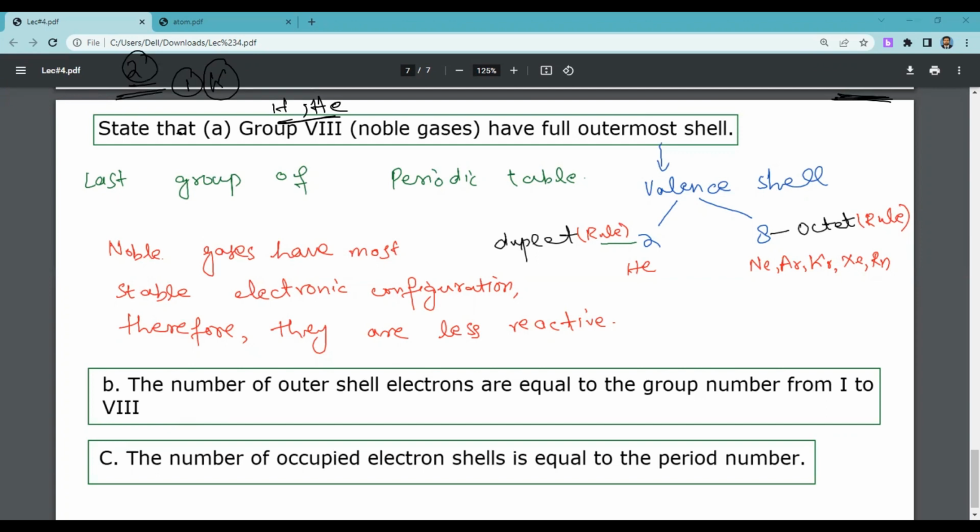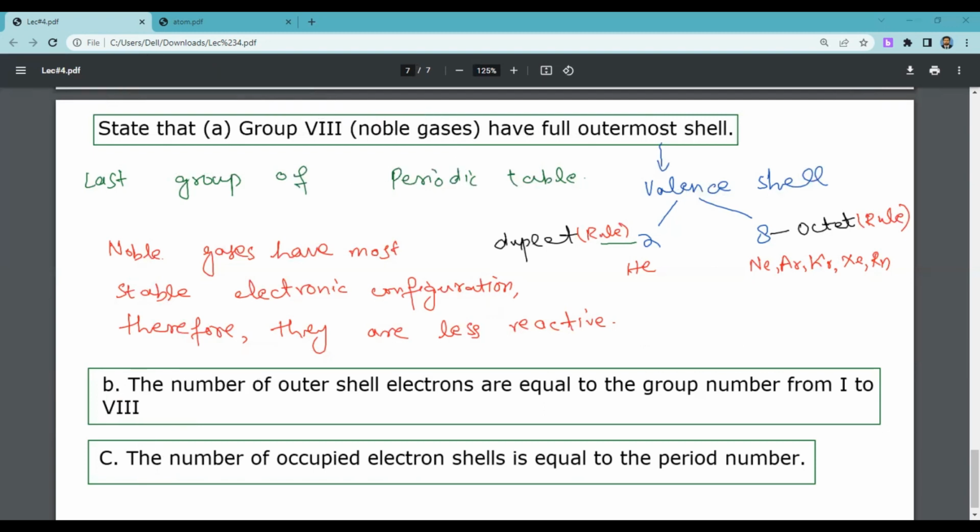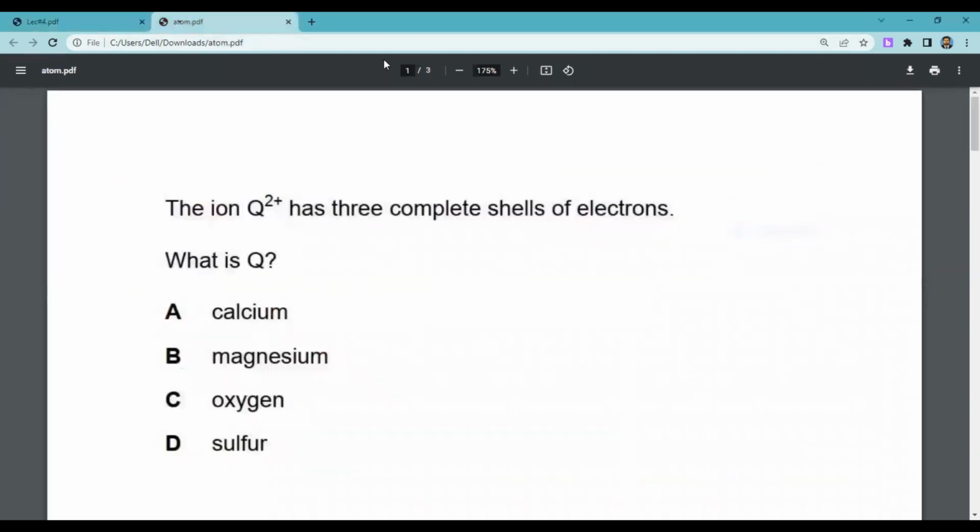In the second period, 2 shells are present. In the third period, 3 shells are present. Similarly, in the seventh period, 7 shells are present. I hope this is clear. Now you have an idea what groups are, what periods are, what periods indicate and what groups indicate. Now let's do some practice questions so that we can easily solve a question in the exam.